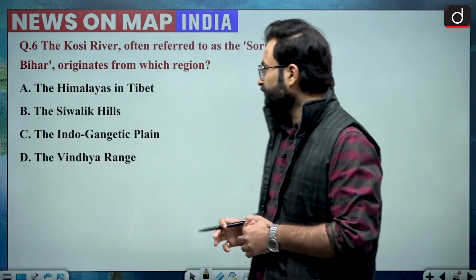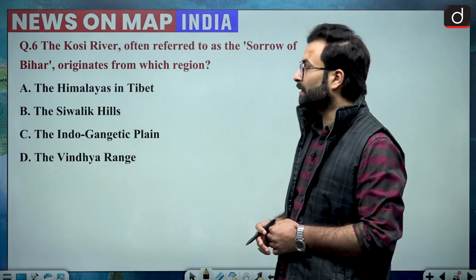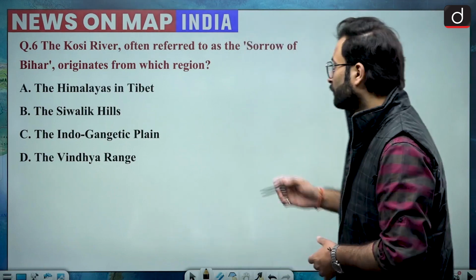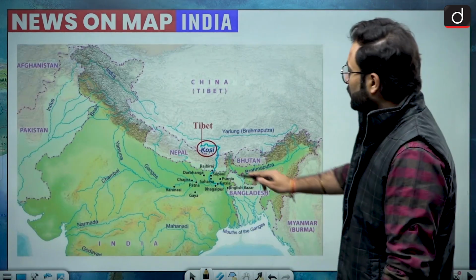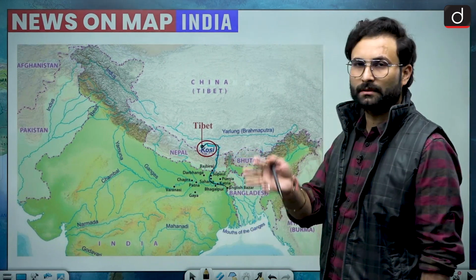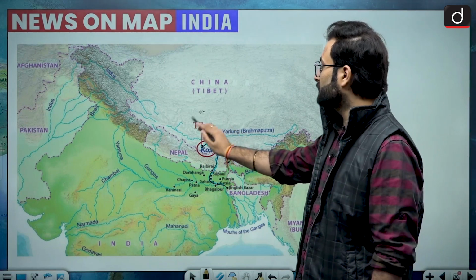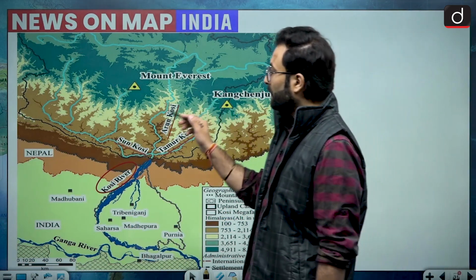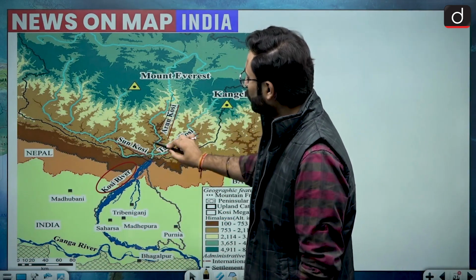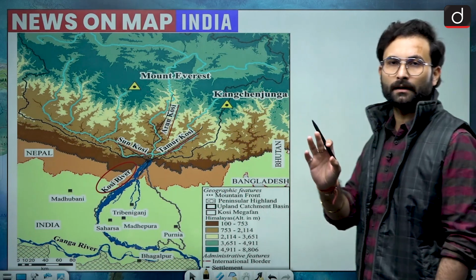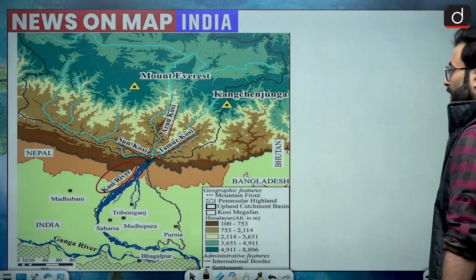Okay, so it originates from Himalayas in Tibet, Shivalik Hills, Indo-Gangetic Plains, and then Vindhya Range. So let's have a look at it. This is the Kosi river originating from the Tibet and flowing through Nepal and then comes to India and then joins Ganga. Okay, so that is origin is in Tibet in Himalayas.